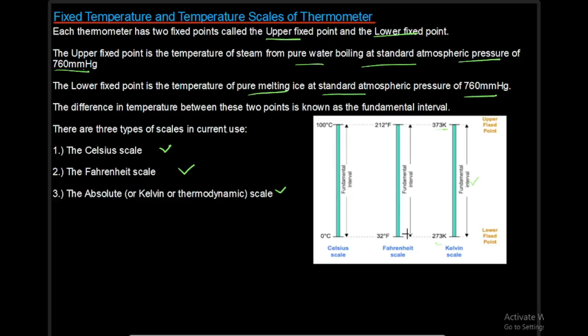For the Fahrenheit scale, the upper fixed point is 212 degrees Fahrenheit. The lower fixed point is 32 degrees Fahrenheit. The difference between the upper fixed point and lower fixed point is what we call the fundamental interval. The same thing applies to the Kelvin scale. The upper fixed point is 373 Kelvin, the lower fixed point is 273 Kelvin. The difference between these two gives us our fundamental interval.